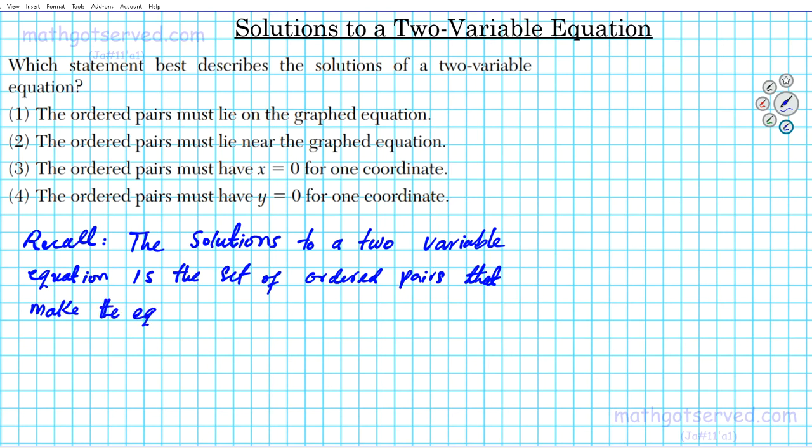So any set of ordered pairs that make the equation true is a solution for a two-variable equation. If it's one variable, it's just a number that will make that equation true. The number of variables basically tells you the minimum number of solutions that can satisfy that equation. All right, so let's take a look at an example.